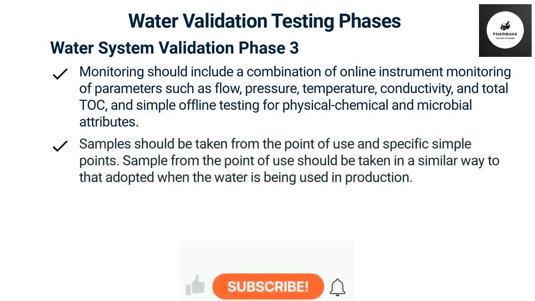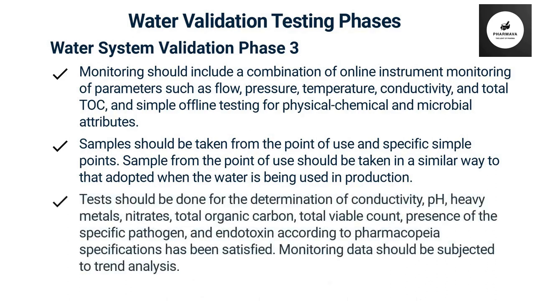Samples should be taken from the point of use and specific sample points. Samples from the point of use should be taken in a similar way to that adopted when the water is being used in production. Tests should be done for the determination of conductivity, pH, heavy metals, nitrates, total organic carbon, total viable count, presence of specific pathogens, and endotoxin, until pharmacopoeia specifications have been satisfied. Monitoring data should be subjected to trend analysis.